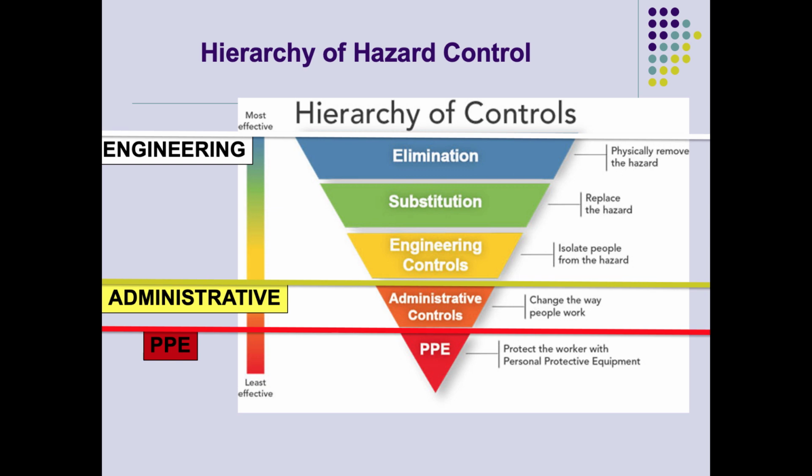And so we have elimination, and that's where we remove the hazard. That's always the best one. Then people don't have to make a decision. Then there's substitution for something that's less hazardous. And engineering controls, such as putting barricades or blockers in place. And always at the end is our personal protective equipment.